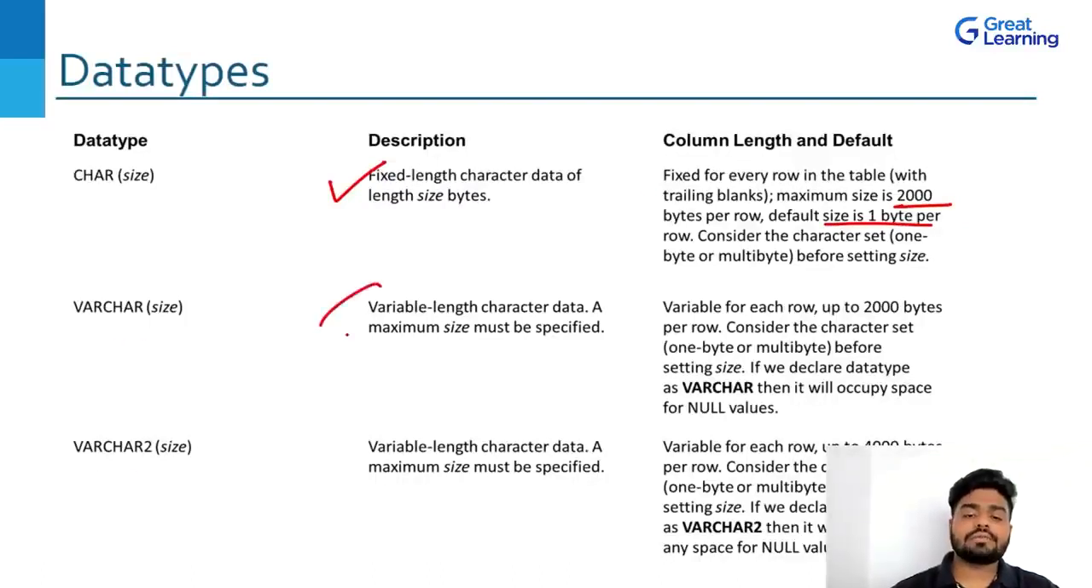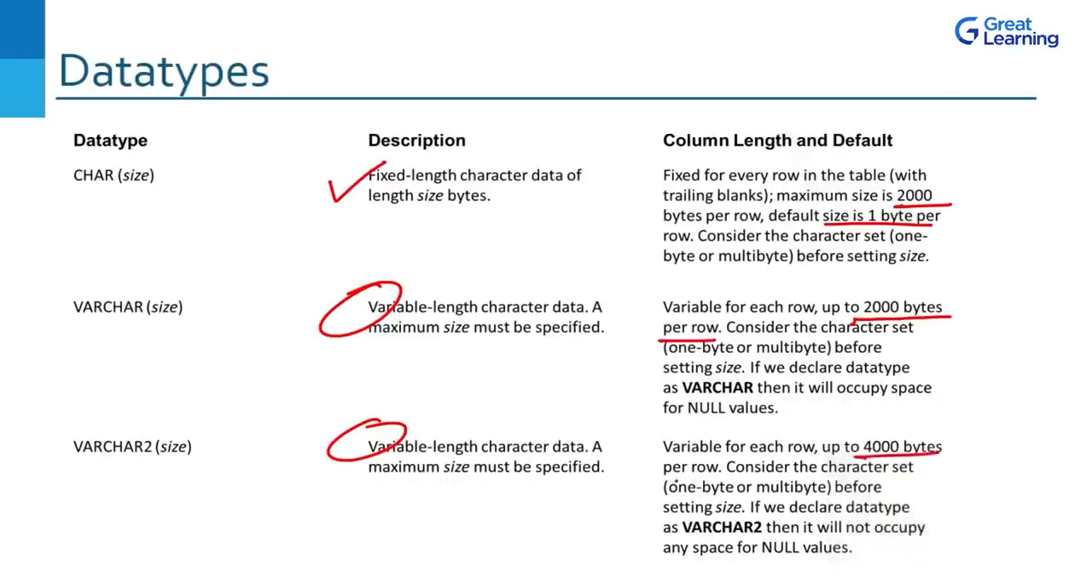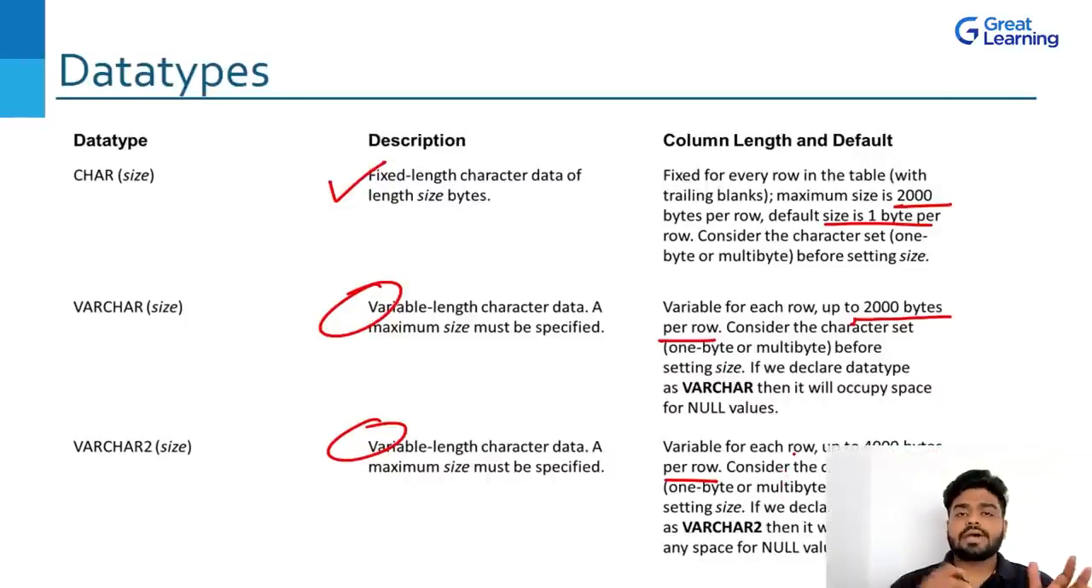Varchar and varchar2 are variable length character data. That means it can be increased, whereas char is a fixed length which cannot be increased. Now, what is the difference between varchar and varchar2? The difference is the amount of bytes. Varchar can store up to 2000 bytes per row, but varchar2 can store up to 4000 bytes per row. Some more differences are written here, but I'm not going to take them because they are not that important. If you know the difference in memory size, that's enough. People generally use varchar2 because it has the most bytes per row.